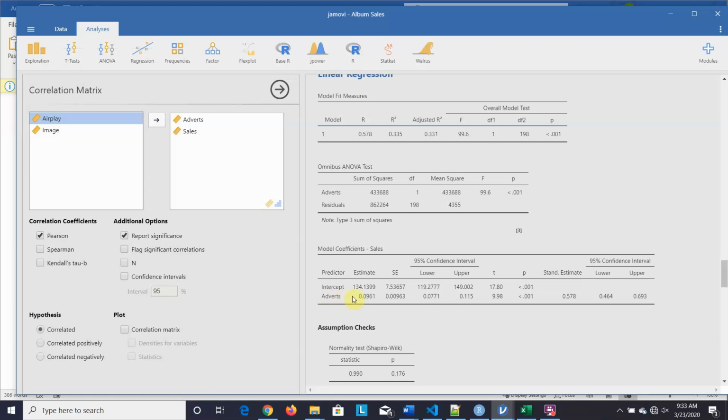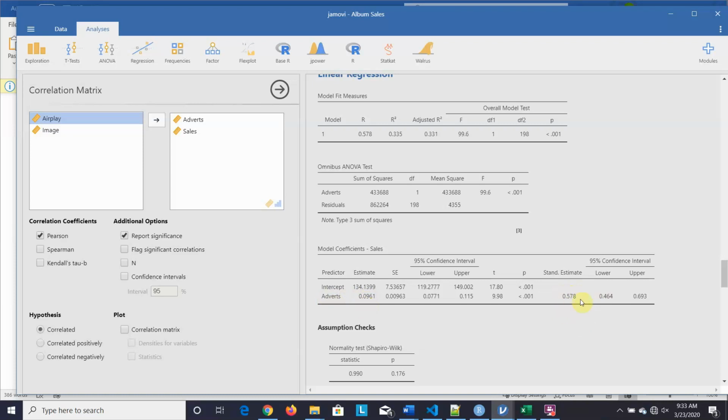So adverts are going to be in pounds, and there can be other types of things in other types of units. You can't really compare those things. Those are apples and oranges. Different types of things have different units of measurement, and you can't really compare the numbers. But when you standardize them, you're in standard deviation units, and then you can compare them.